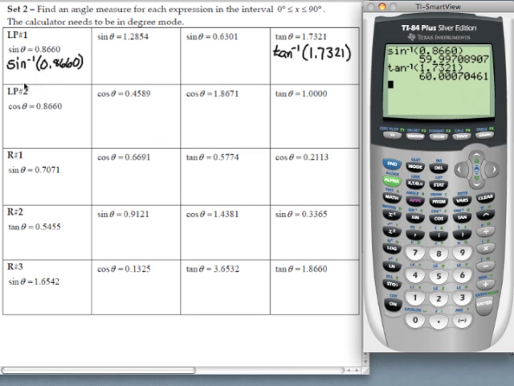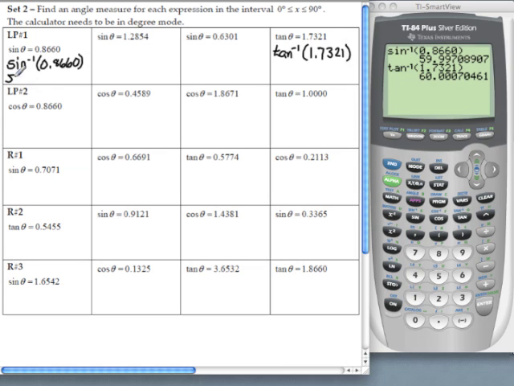So our answer for the first one was 59.9970809907. And then our answer for this last one was 60.0070461. Oh, forgot a 0 there. Sorry about that. So go ahead and finish lesson practice number one and complete lesson practice number two.